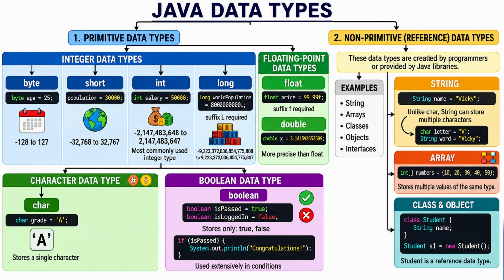The same goes for any reference data type. So key takeaways are: variables store data, data types define what kind of data can be stored. Java has 8 primitive data types. Choose the right data type based on requirement.